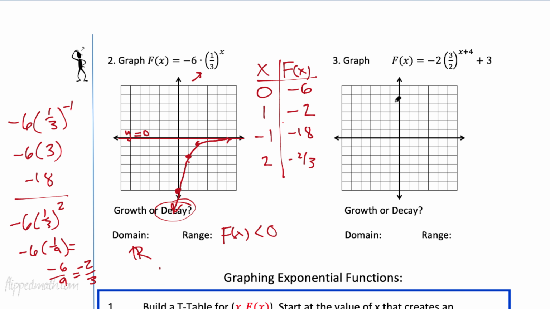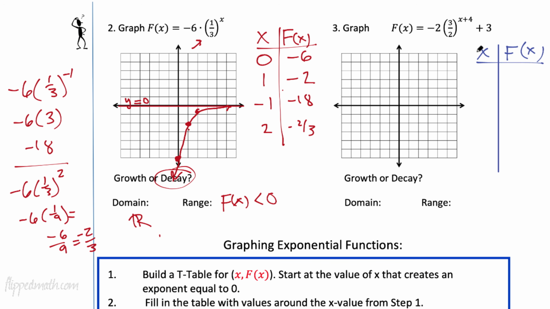This is as hard as it gets right here. All right, so we're going to build our xy table here, or x, f of x. Remember, f of x is just y. It's the same as y, so don't let that bother you. And as I said, we want to make that exponent 0.